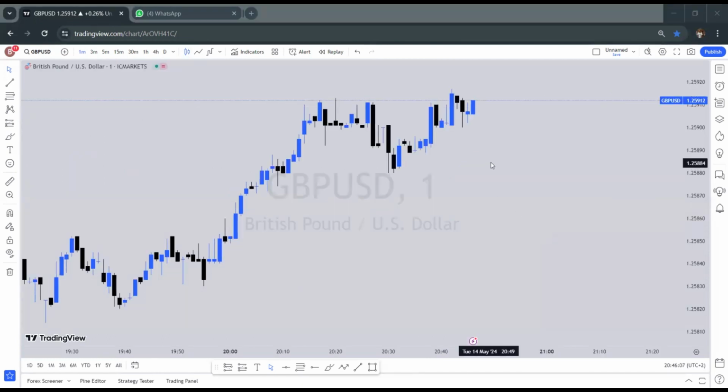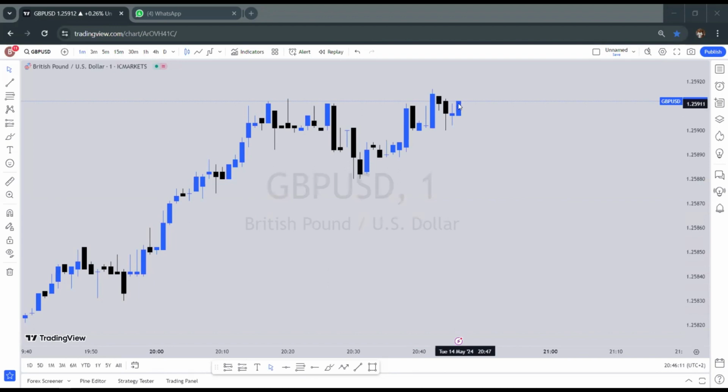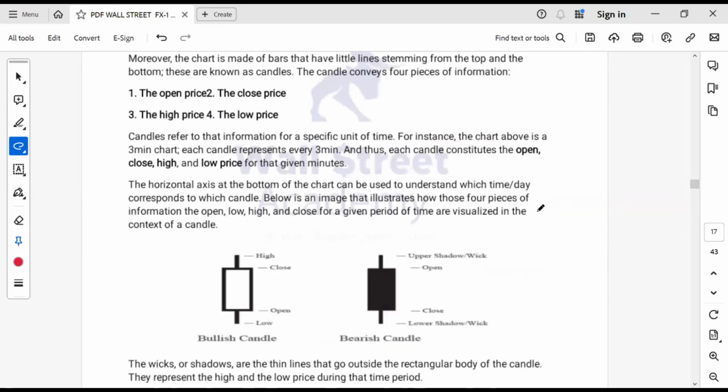So like I was saying, if you take a look at the chart, you will see that it has an open price, a close price, right? Just like the way it is. So they have an open price, a close price, the high and the low, right? So let me show you guys something.